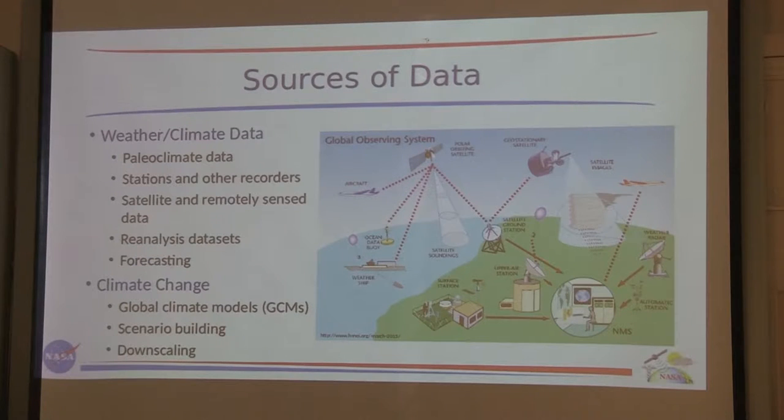So now that we have an understanding of how climate works, and that we have weather, climate, and then climate change and climate variability, all slightly different things, oftentimes we need data to actually put into our models. So I want to talk about a few different sources of data. Paleoclimate data, which I'm going to talk about briefly, but it's not generally used in climate and health research that much. Station data and recorders, satellite data, which is what NASA is generally focused on, some reanalysis data sets and forecasting, and then I'm going to talk about the use of climate change data as well.